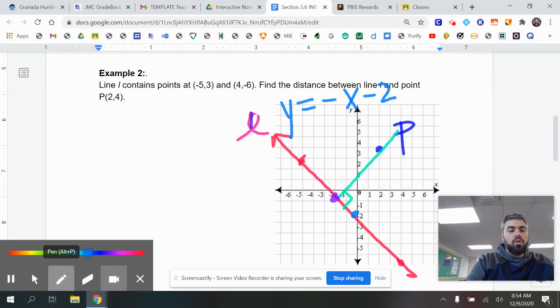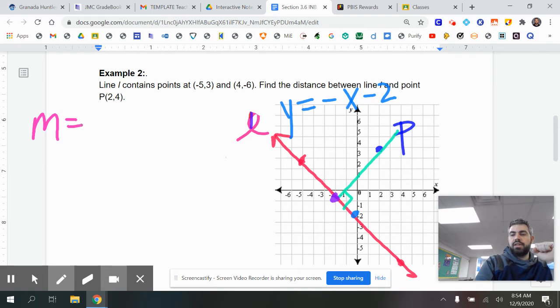So now that we know the equation of line L, we can find the equation of a line that's perpendicular to line L, which is going to have an opposite slope. So our new slope is going to be opposite. Instead of negative, it's going to be positive. And instead of 1 over 1, you're going to flip it, and it'll just be positive 1. So that's our new slope, positive 1.